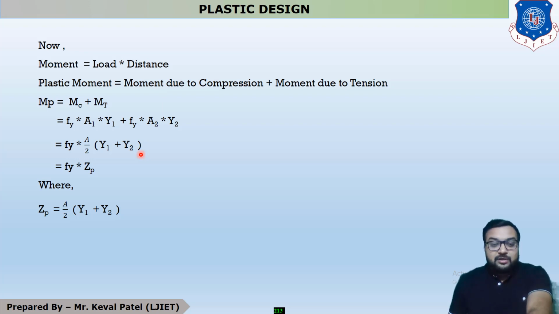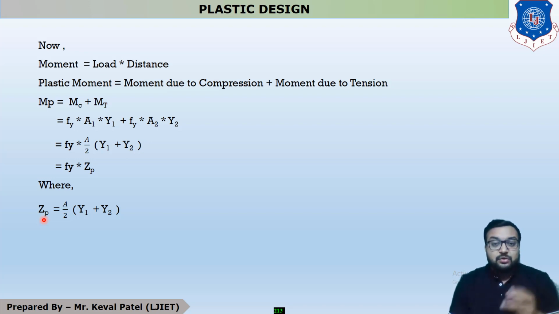Okay. So your final equation is Fy into A by 2 in the bracket y1 plus y2. Now, very most important term, you have to convert this A by 2 into y1 plus y2, which is also called as ZP. ZP means plastic section modulus. So, your final equation of MP is Fy into ZP. Okay. So your one term is ZP. So ZP is your plastic section modulus. So the equation of plastic section modulus is A by 2 in the bracket y1 plus y2. So students, this is the end of your fully plastic moment theory.